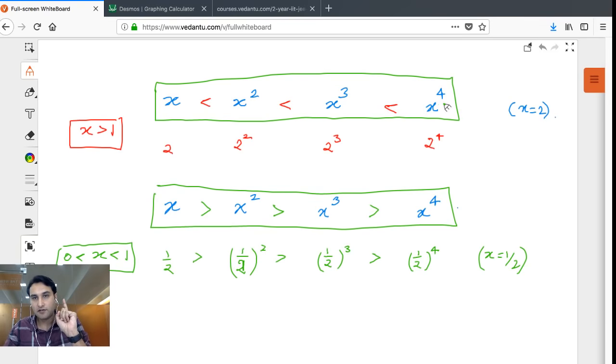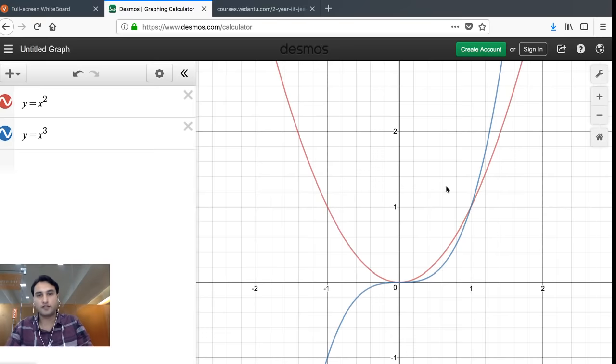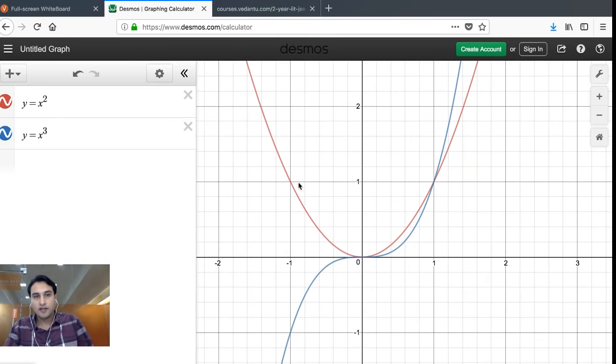Higher the power, higher the value if x is greater than 1, but higher the power, lower the value if x lies between 0 to 1. Now let's see how this translates into graph. Look at this, guys. Here you are seeing the graph of x square, x cube. Let me also put the graph of x to the power 4 if you want.